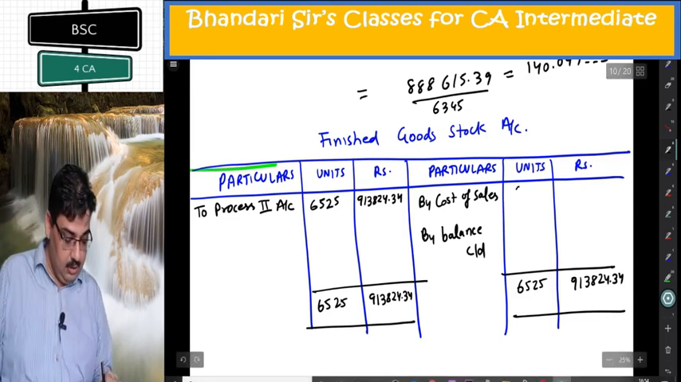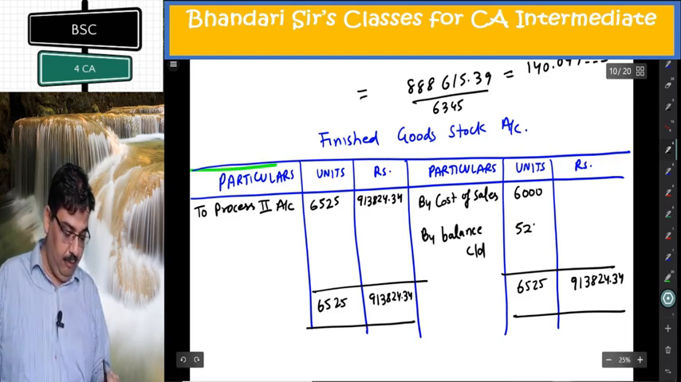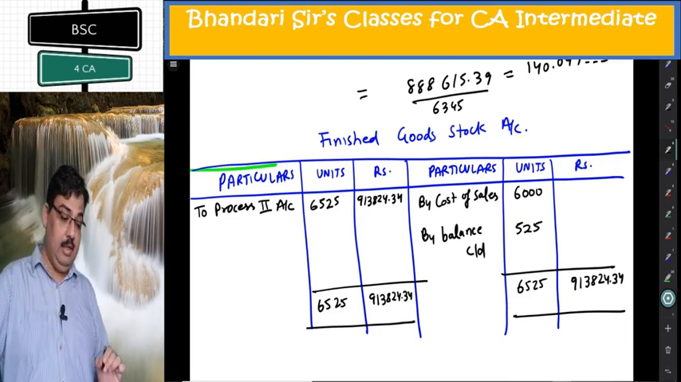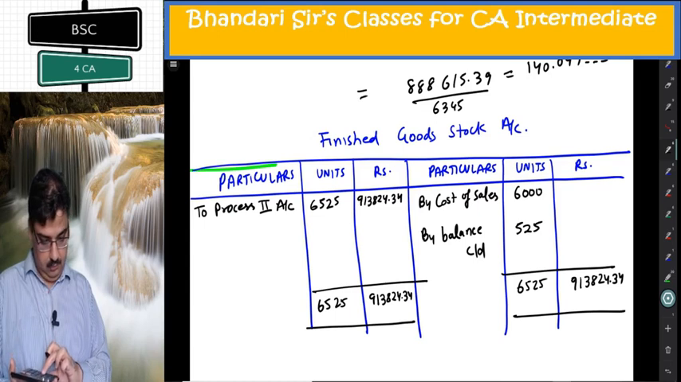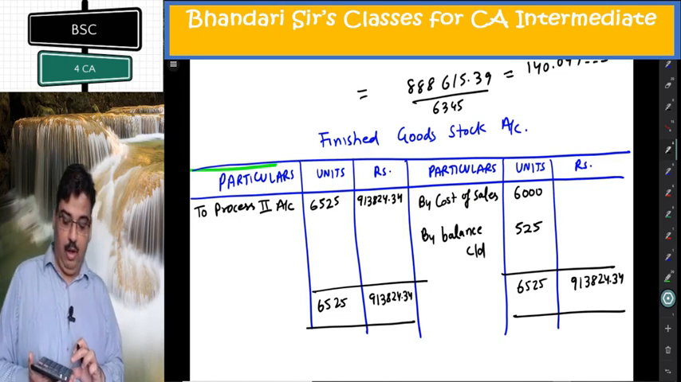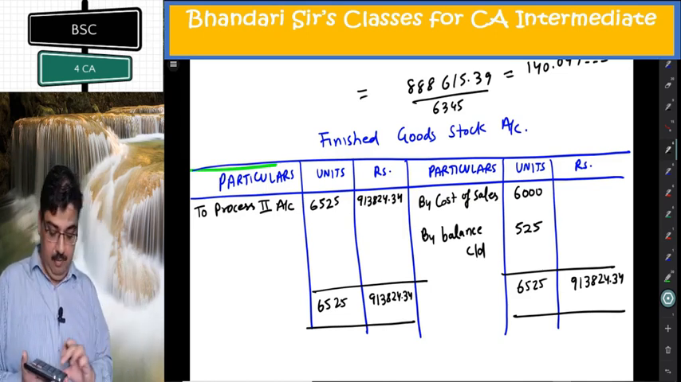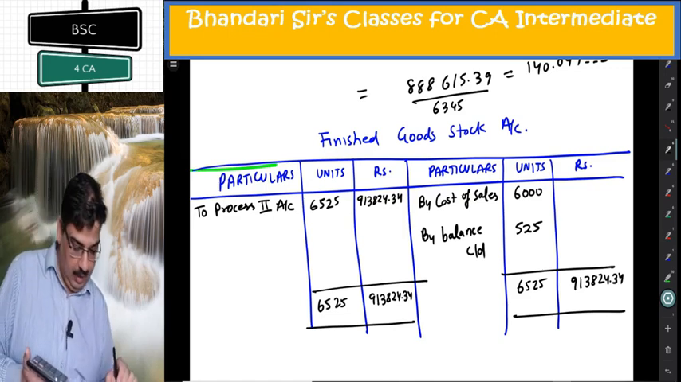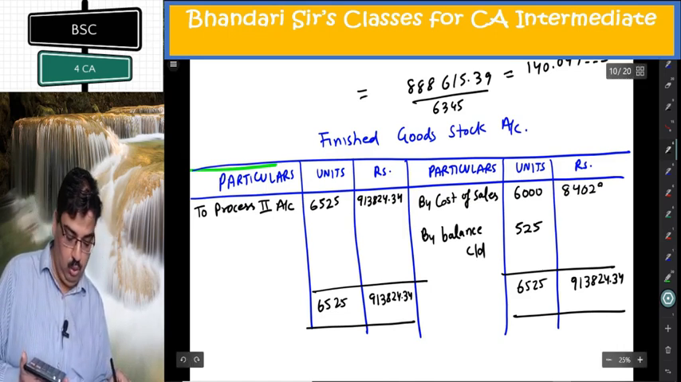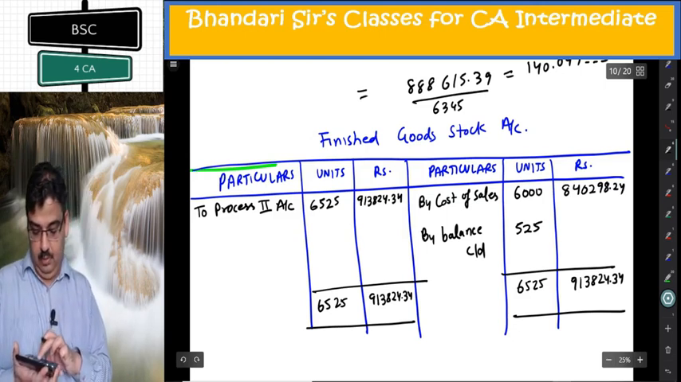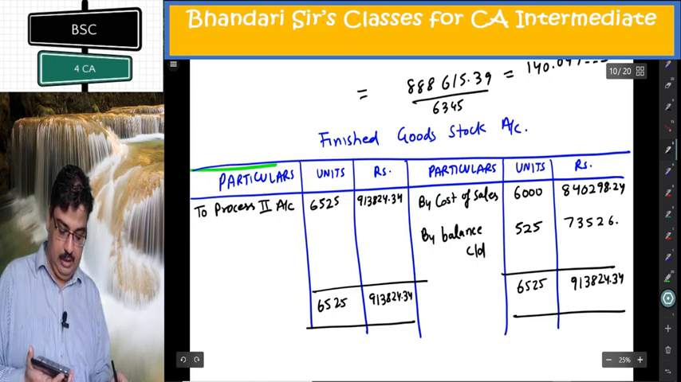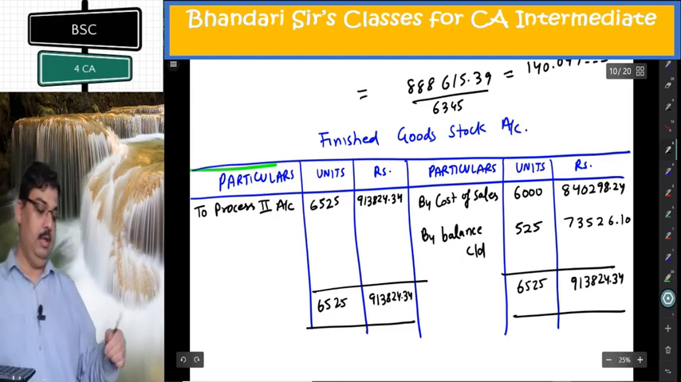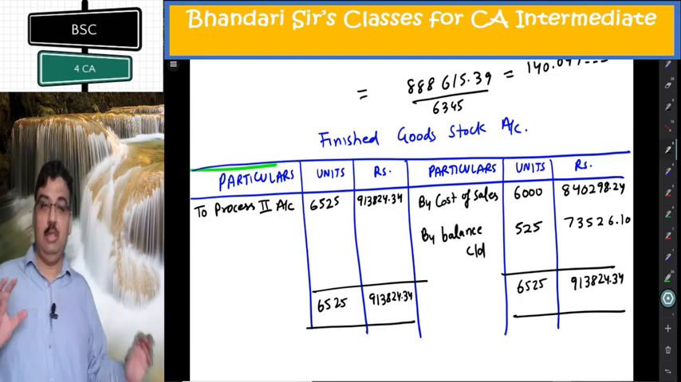What you are going to get? 6,000 units, 525 units. Per unit is same as we computed earlier. I got 140.0497 something. Multiply with 6,000. I am getting 840,298.24. And with 525 I am getting 73526.10. You can see it is still tallied. This is finished goods stock account.